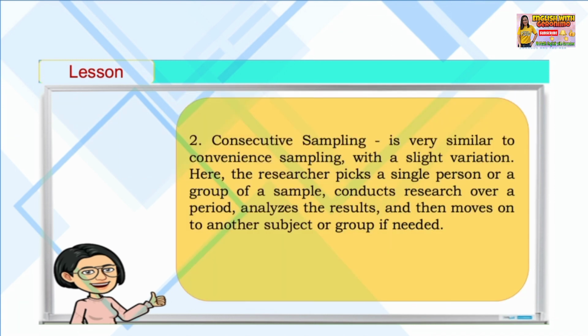The second one is consecutive sampling. It is very similar to convenience sampling with a slight variation. Here, the researcher picks a single person or a group of a sample, conducts her research over a period, analyzes the results, and then moves on to another subject or group if needed.